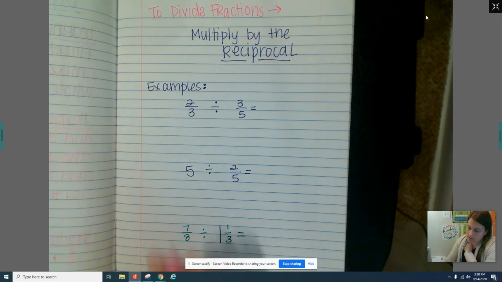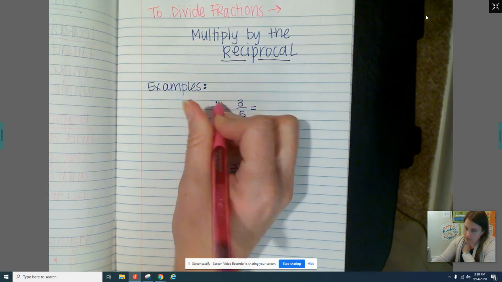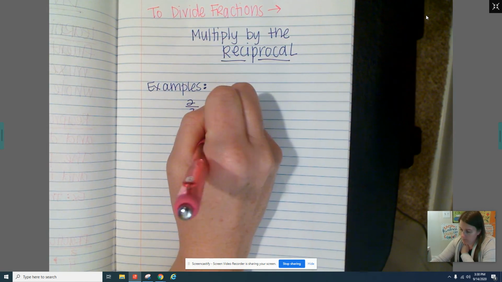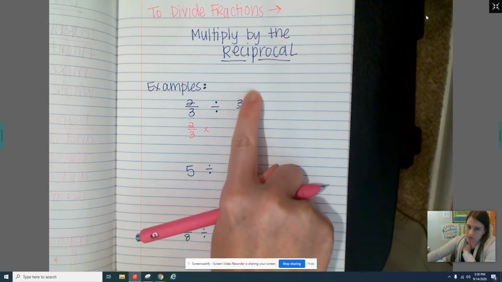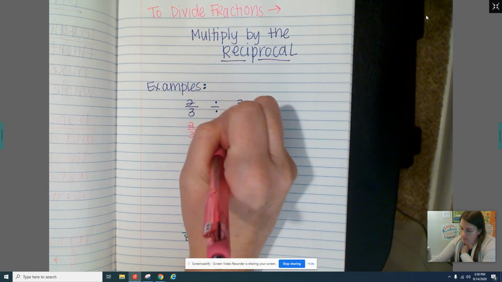So let me show you what I mean. 2/3 would stay the same. I'm going to change it into a multiplication problem, and I'm going to use the reciprocal of the second fraction. So 3/5 will become 5/3.